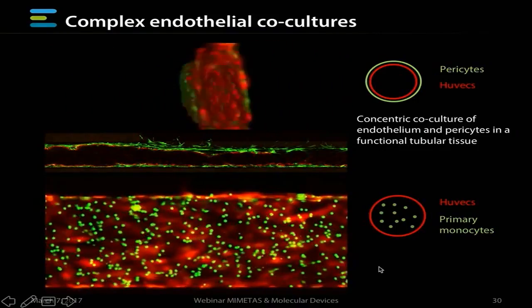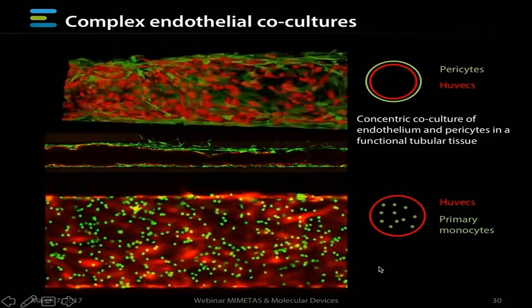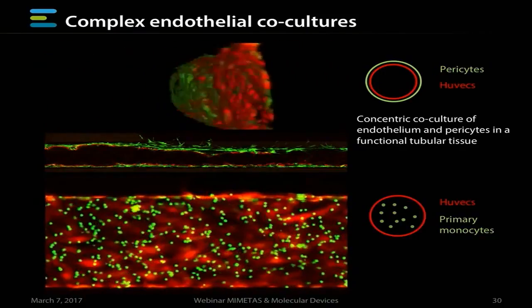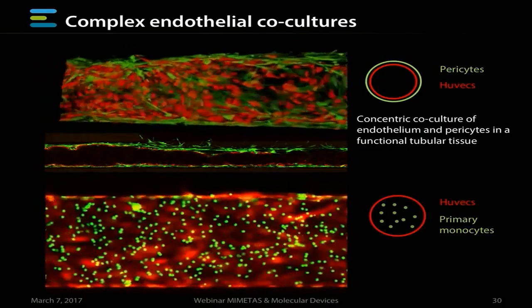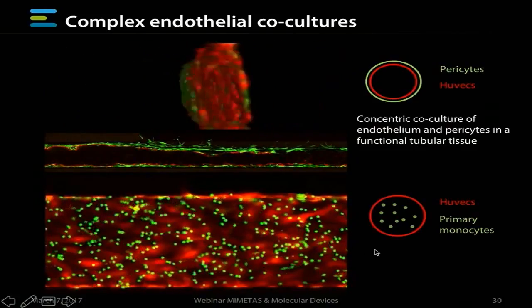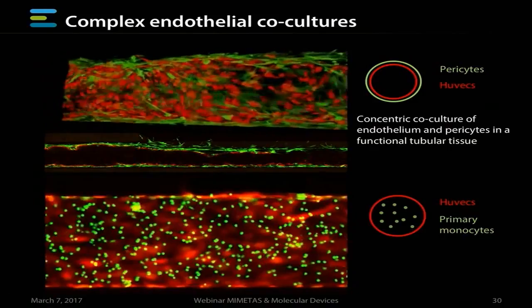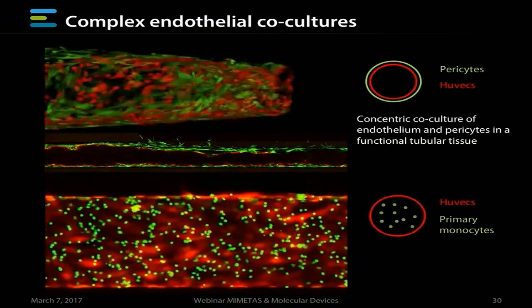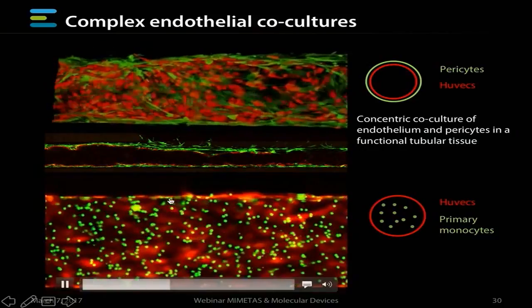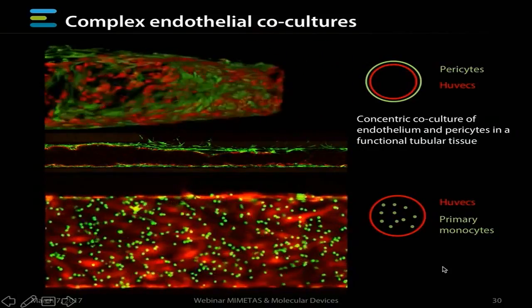At the bottom, we have entered vital dye stained primary monocytes into a HUVEC tubule. And you see they nicely show up here, and we can use these models to assay for monocyte attachment and also monocyte transmigration through the blood vessel wall into the adjacent compartment of the OrganoPlate.